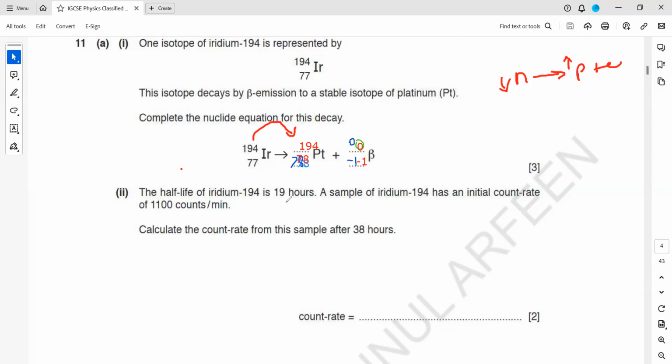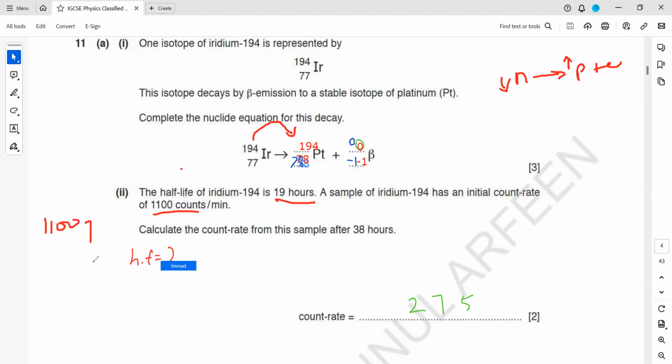The half-life is 19 hours. A sample has an initial count rate of 1100 every minute. Calculate the count rate from this sample after 38 hours. So how many half-lives should pass? So 2 half-lives will pass. So it means in the beginning, we'll have 1100.